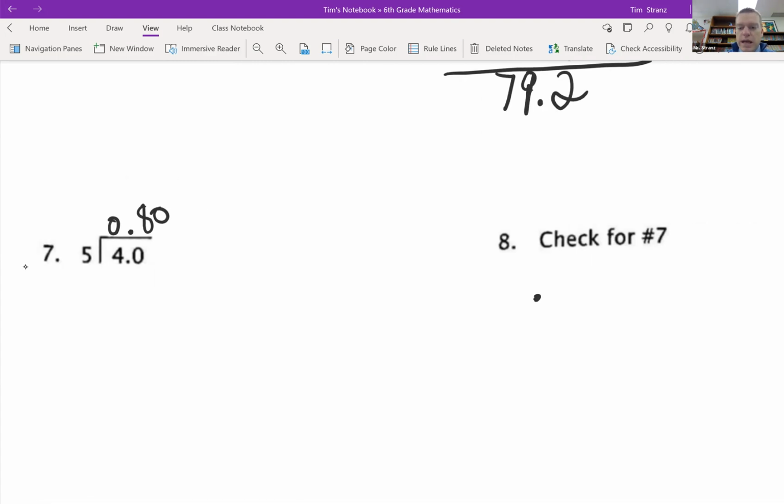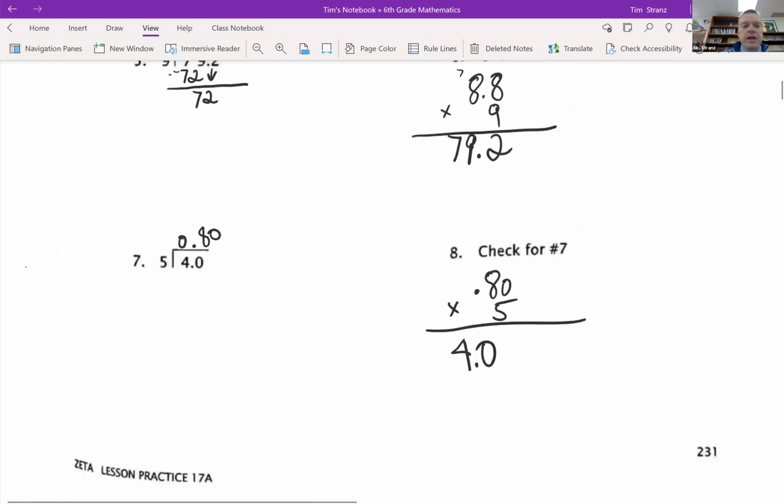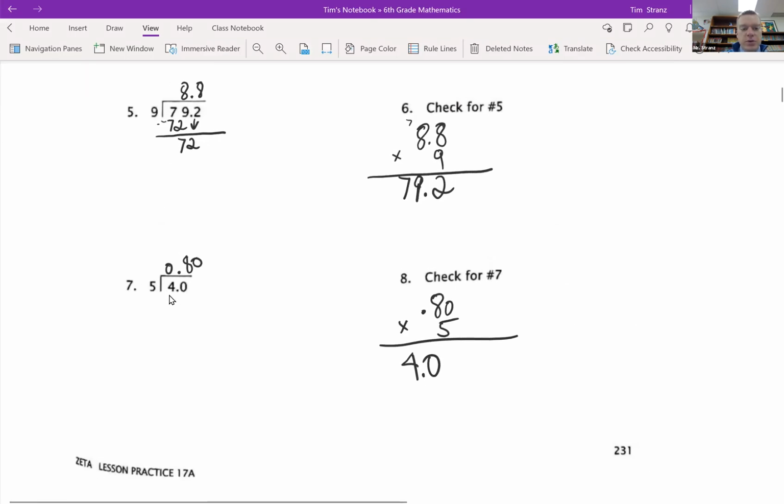I got 0.8 times my 5. Okay, and I should see that that is going to be 1 decimal point, which is 4. So you know that is correct. Right, so that's how you do them with manipulatives. It's a little bit harder and takes a lot longer if you're using bigger numbers. So that's why I used a smaller number 4 to show you.